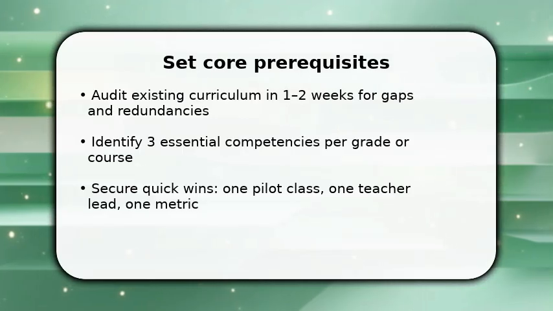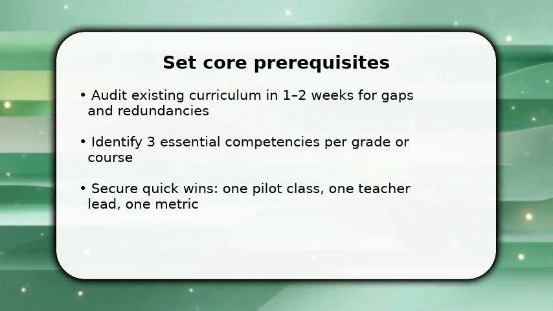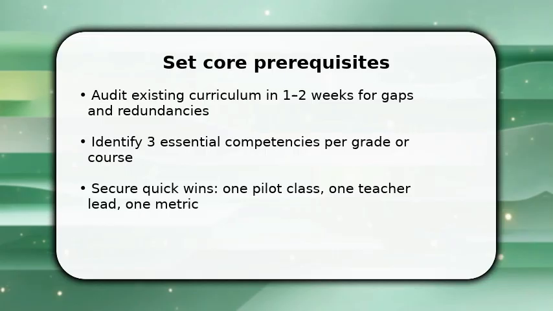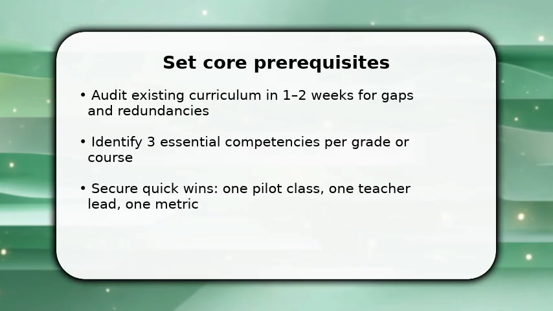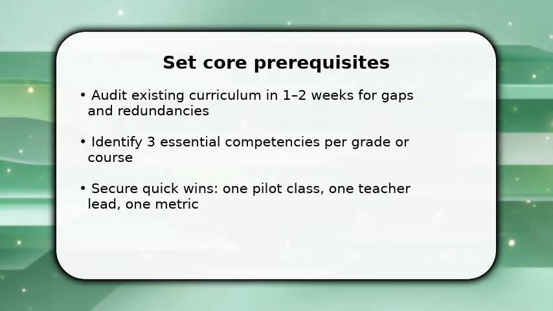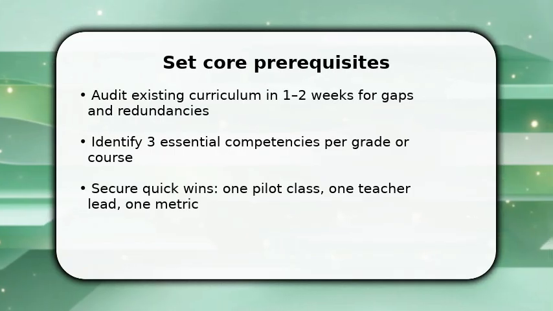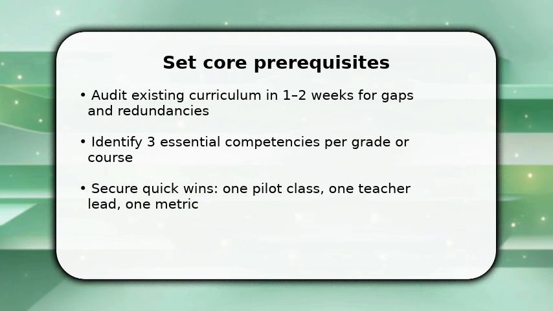You begin by combining essential prerequisites with the first actionable steps. Audit the curriculum at once to find gaps and redundancies, then pick the top 3 competencies each grade must master. Once done, select a single pilot class and a teacher lead to implement changes immediately because early momentum matters. Make sure to define one measurable metric like mastery percentage or assessment score. This gives you a rapid feedback loop to refine content and instruction on day 1.